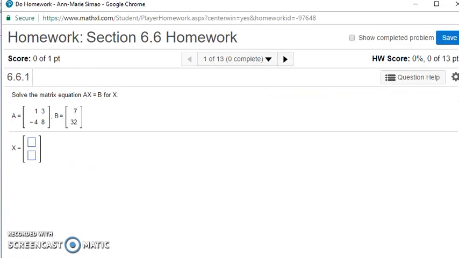The chapter 6 homework gets pretty complicated pretty quickly here. So A times X equals B. Well, we know that the opposite of multiplying X by A is dividing it.